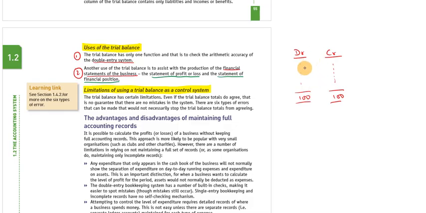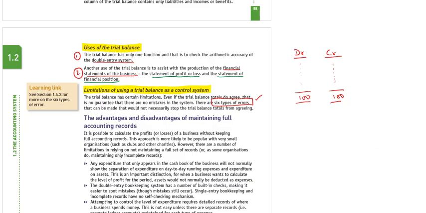So the trial balance has certain limitations. Even if the trial balance totals agree, there is no guarantee that there is no mistake in the system. There are 6 types of error that can be made that would not necessarily stop the trial balance totals from agreeing. It means the trial balance will agree, but these 6 types of error can exist and the totals will remain the same. We will talk about these types of error later, inshallah.